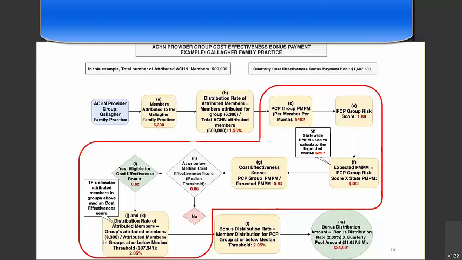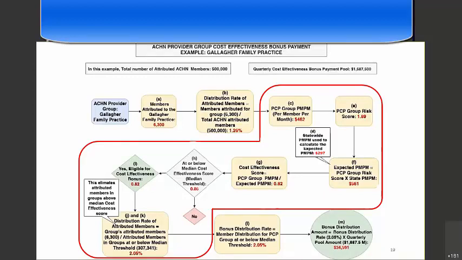So this leads us to the last step in the cost effectiveness scoring process. The next step is seen in the bottom left-hand corner, which is steps J and K. What this step does is eliminate attributed members in groups that scored above the cost effectiveness score. In other words, we're eliminating members in groups that do not qualify for the bonus.